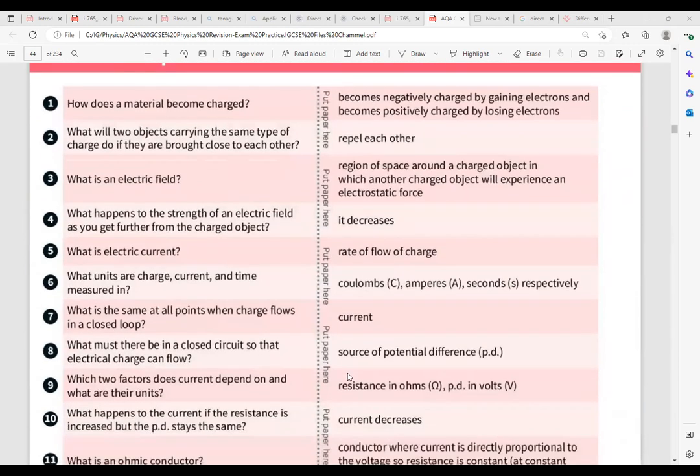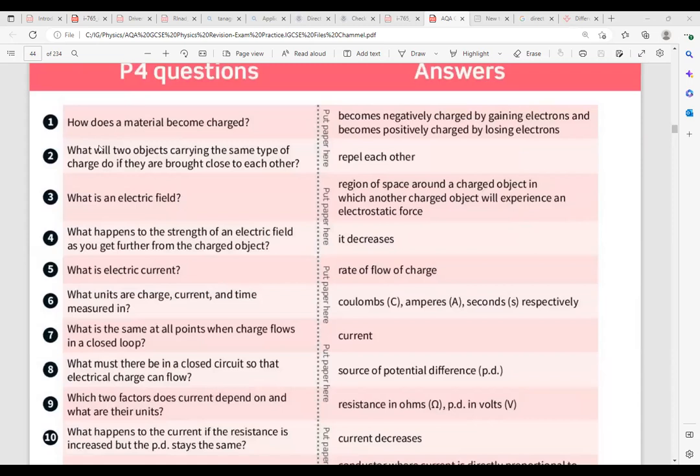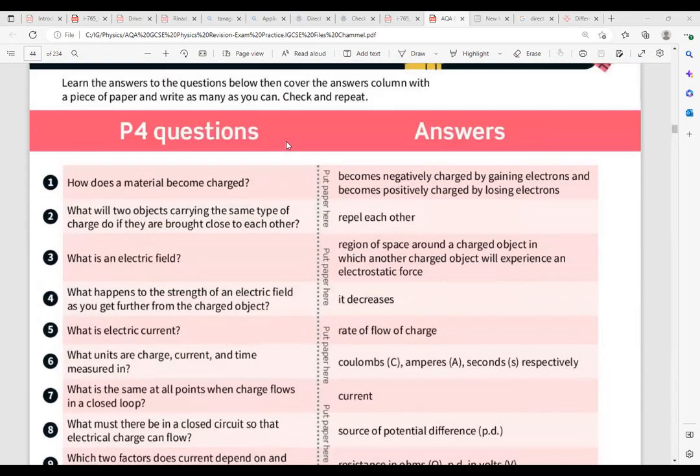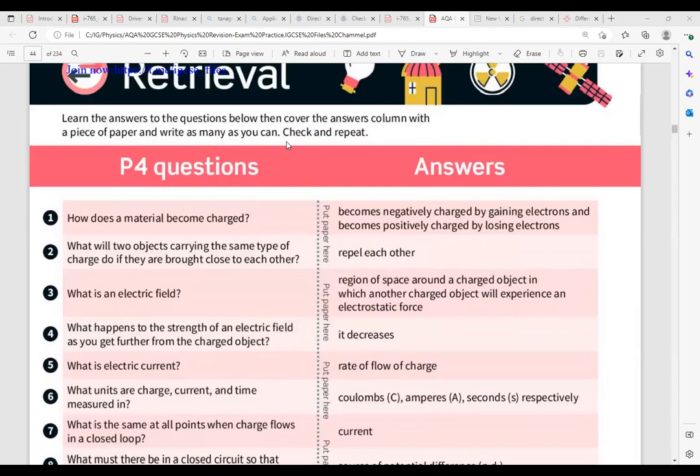So here are the questions after each class or each lesson. How does a material become charged? Negatively charged by gaining electrons and positively charged by losing electrons. What will two objects carrying the same type of charge do if they are brought close to each other? Same charge. What happens for the same charge? Repel. What happens to the strength of the electric field as you get further from the charged particle? The strength of electric field. Yusuf, Joe, this is not AB physics. This is IG physics, Habib.